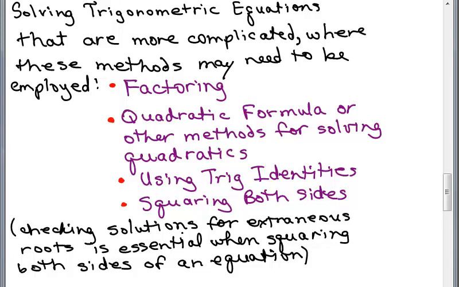This is part of a series of videos where we're going to be solving more complicated trigonometric equations where we might need to use these methods: factoring, the quadratic formula, or other methods for solving quadratics. We might have to use trig identities. We might have to square both sides. We also might be dealing with multiple angles. Keep in mind that anytime you square both sides of an equation, it's essential that you check solutions for extraneous roots.